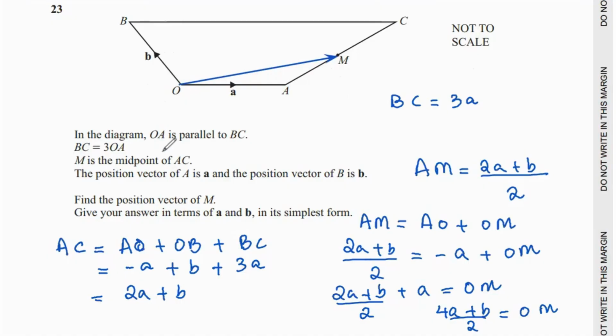So it's a very step-by-step thing. It says OA is parallel to BC. BC is thrice of OA. So first we find BC. M is the midpoint of AC. So after that, we're going to find AC, because without AC, we cannot find the midpoint, which is M. So once we have AC, half of that is AM. Then using AM, we find the position vector of M, because A to O to M is AM. So OM becomes OA plus AM.